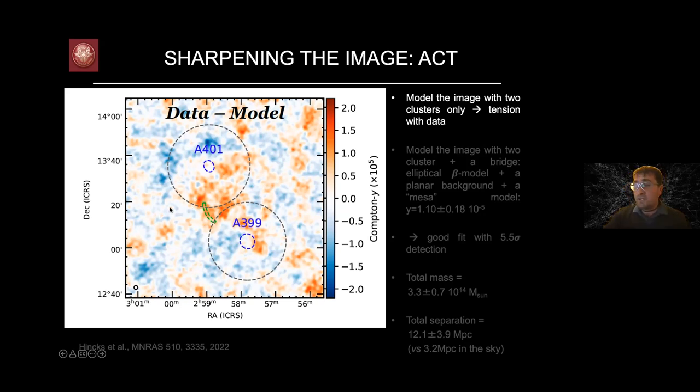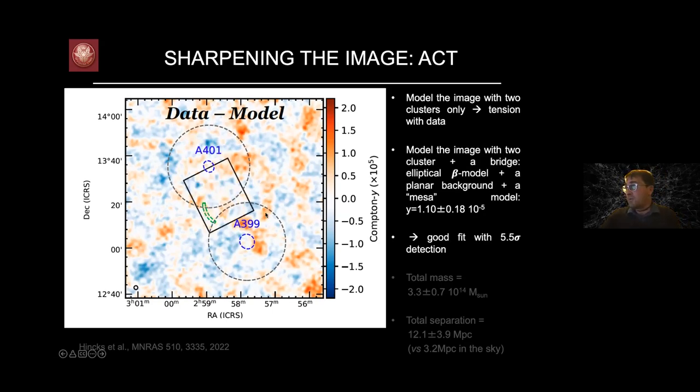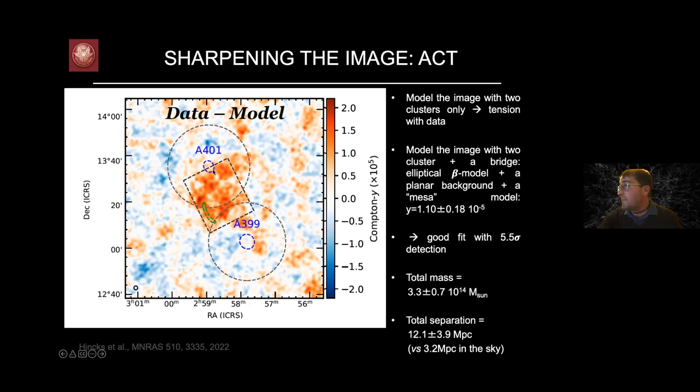And we found out that there is a tension between data and the fit. So a second fit we carried out is fitting this with the beta model for each of the clusters, plus a structure that we called Mesa, because it's a sort of plateau in the middle. And the fit is pretty good. We found that the fit yields a detection at 5.56 sigma of a bridge structure in the middle of the two clusters, with a Y parameter of 1.1 times 10 to the minus 5, which is a big number. So this is the same model where we add back the Mesa. This is basically our bridge in the middle of the two clusters. We removed only the cluster pair. Total mass is 3.3 times 10 to the 14 solar masses.